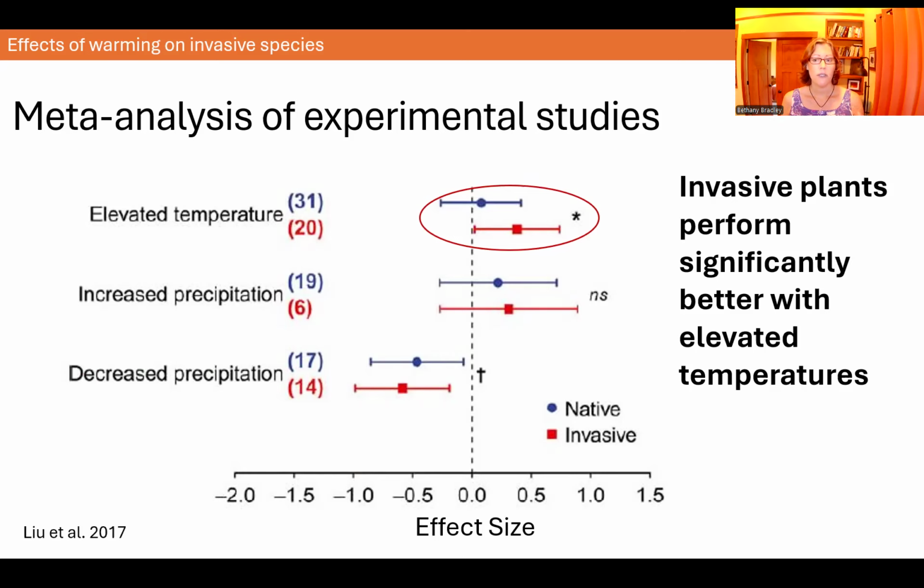So you can see the one that's circled in red, with elevated temperature, the invasive species have a significant positive effect size, but native species do not, right? So the red species are not overlapping that 0 bar in effect size. The little star indicates that that's a significant difference. So we can interpret this as a significant positive relationship between warming temperatures and invasive plant performance. So the question is, okay, we've observed this, but what is a possible mechanism or reason that might be causing this?